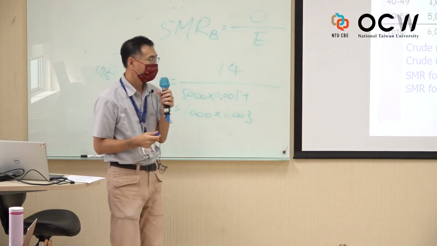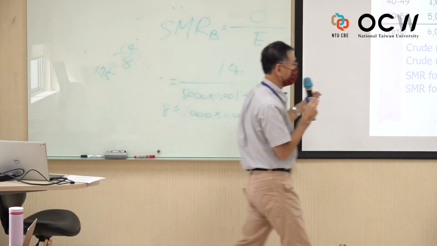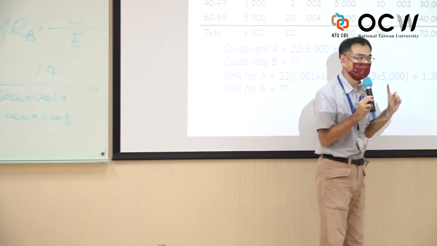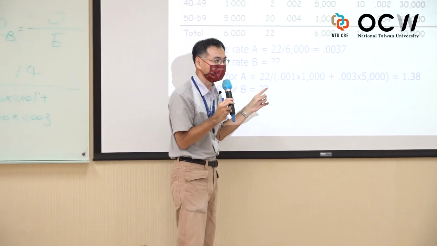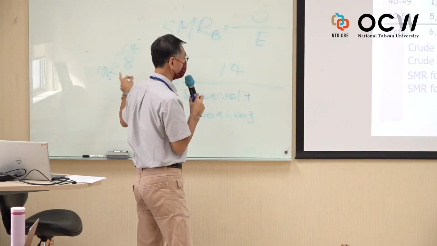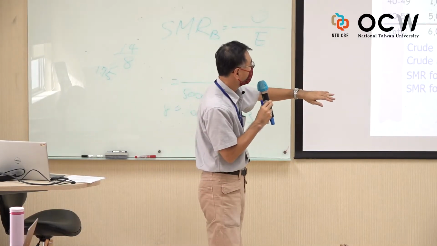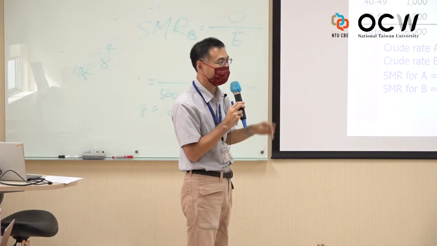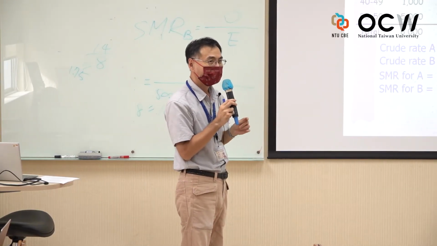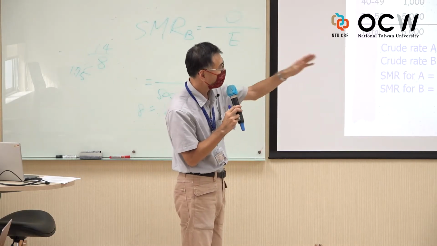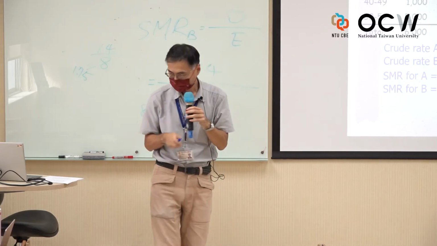But can we say that 1.75 is higher than 1.38? No, because in indirect standardization they are not comparable to each other. You cannot say that the mortality rate for occupation B is higher than occupation A. No. You cannot make that kind of conclusion. But it makes sense to compare to the reference population.